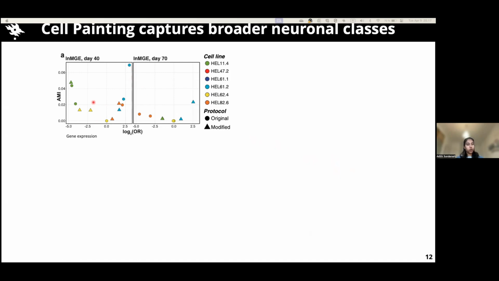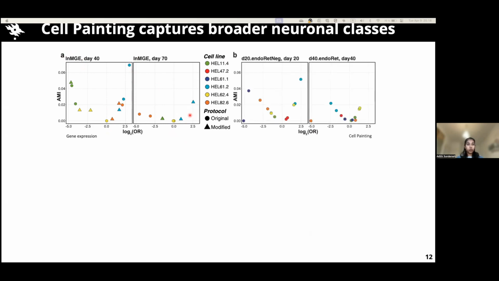So what we can see here in this plot, it's an AMI plot, by the way. An AMI score, adjusted mutual information, measures the dependence between the proportions of cell types and the donor of origin in this case. And what we can see is that at day 40, there are two donors that are really overproducing this MGE interneuron, an inhibitory cell type. And then by day 70, there's still one of the two donors that is consistently overproducing them. And we wanted to see if we could also see a similar effect from the cell painting data.